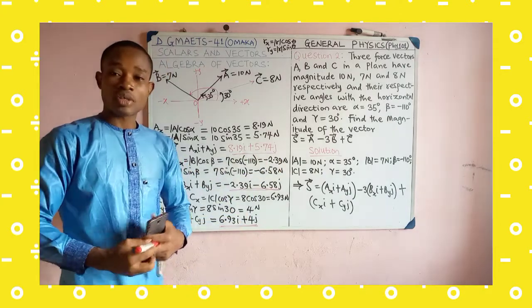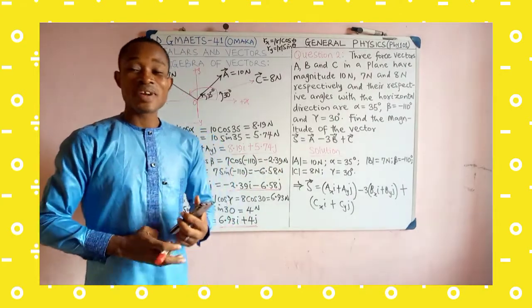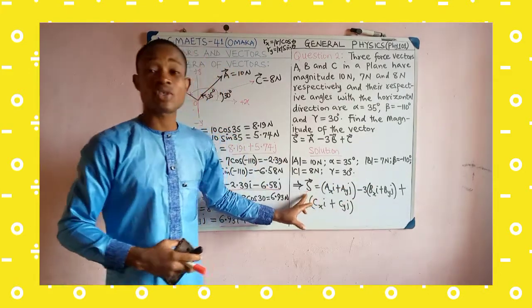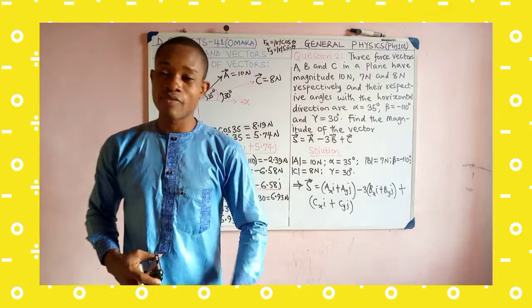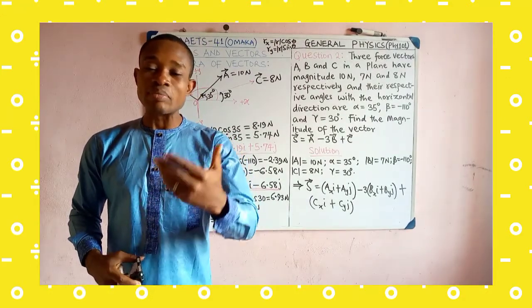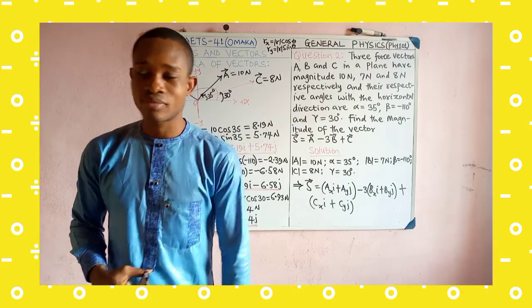Once again, we'll go on a short break. When we come back, we'll round off. Having obtained these components, we'll substitute and simplify to get our displacement vector S. And once we obtain that displacement vector S, we can calculate the magnitude.